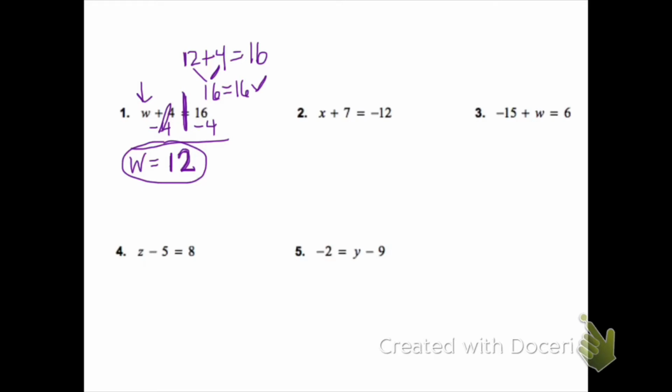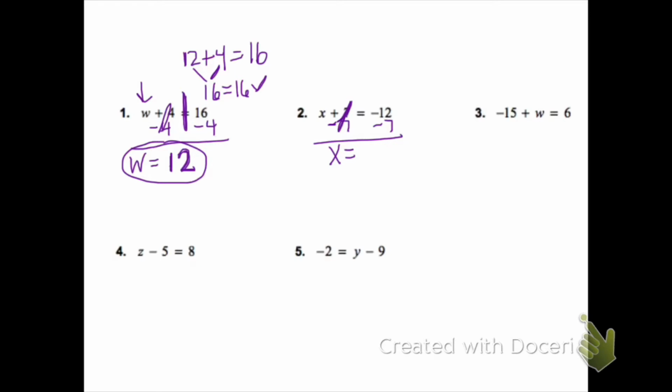Looking at number 2, the variable is x. It's being added by 7. Therefore, I must subtract 7 on both sides. 7 minus 7 is 0. Always do that extra mental check to make sure that you have a sum of 0 when you're using the addition or subtraction property. All right, so we'll bring down the x.